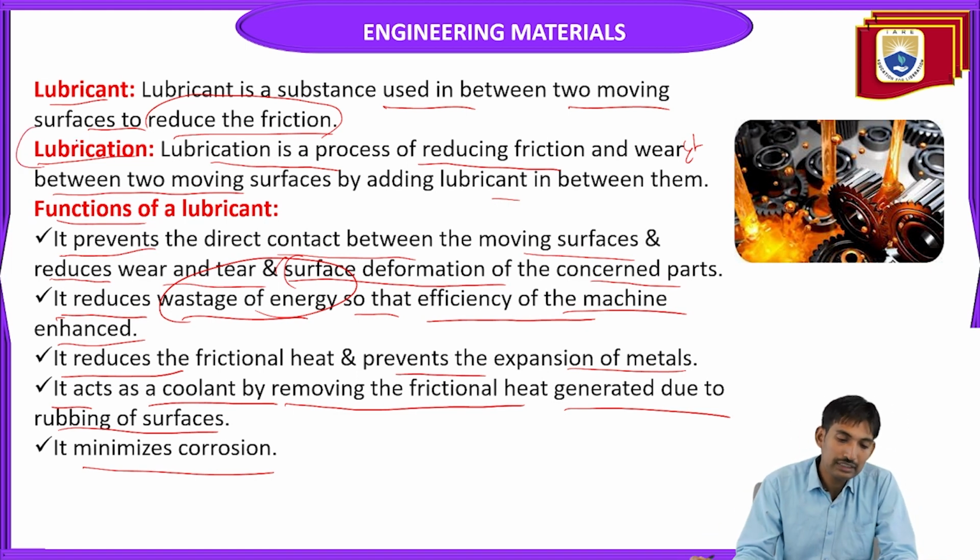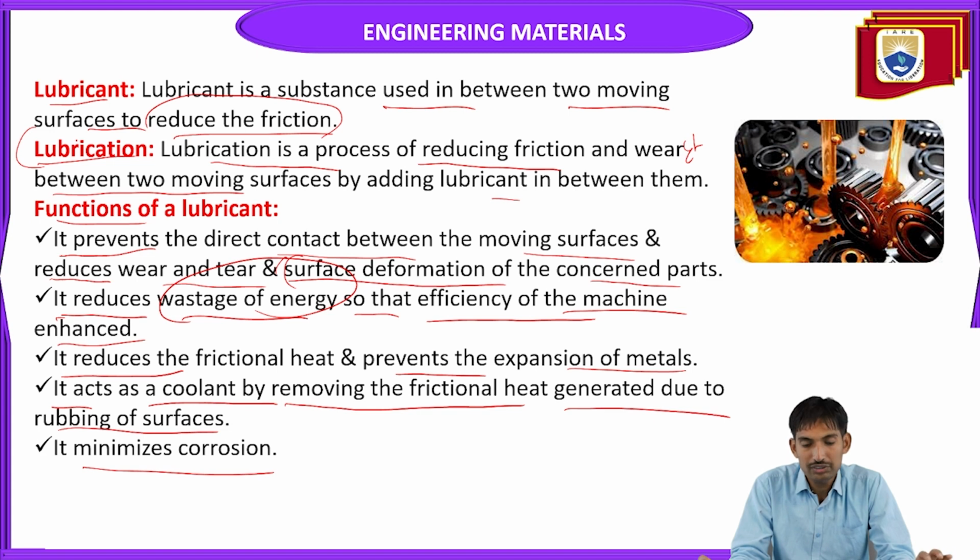What is meant by lubrication? Lubrication is a process of reducing friction and wear and tear between two moving surfaces by adding the lubricant in between the two moving surfaces. What are the functions of a lubricant? It prevents the direct contact between the two moving surfaces, reduces the wear and tear, and prevents the surface deformation of the concerned parts. It reduces the wastage of energy so that the efficiency of the machine will be increased. It reduces the frictional heat and prevents the expansion of metals.